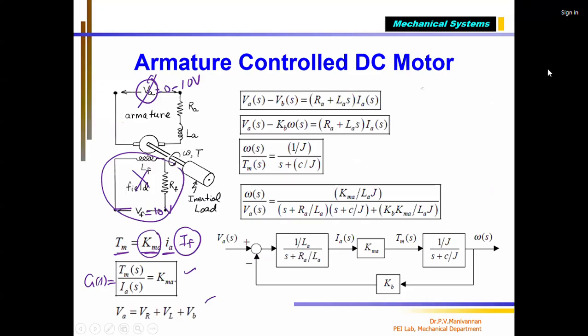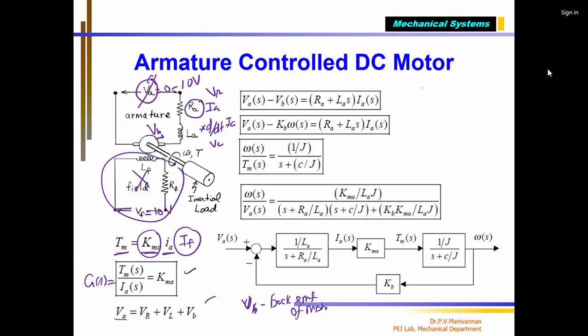Okay. Now, here you can see that VA is the applied voltage, correct? Armature voltage equals RA into IA plus LA into d by dt of IA. This is VL. This is VR. There is one more voltage in the armature itself. That is called back EMF, VB. Note down. VB is called back EMF of the motor.